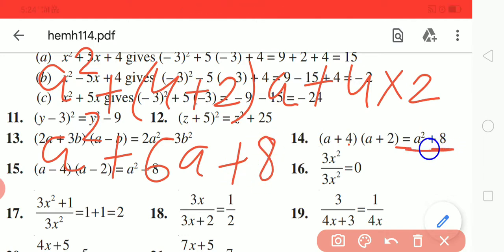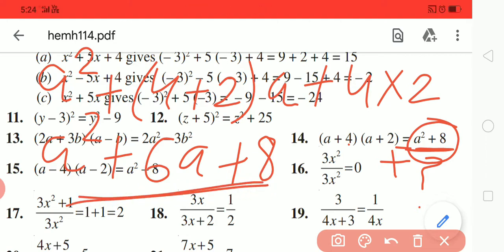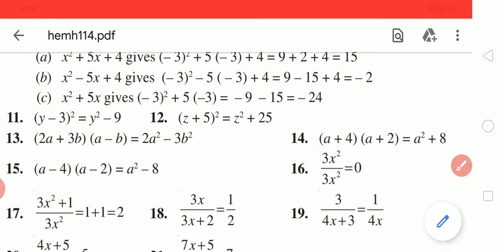So here you can see in the right hand side, this is a square plus 8, and one term is missing. The correction here is that 6a is missing, and this is the correct form. Come to question number 15.